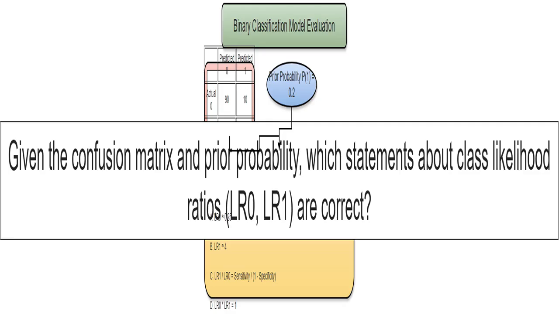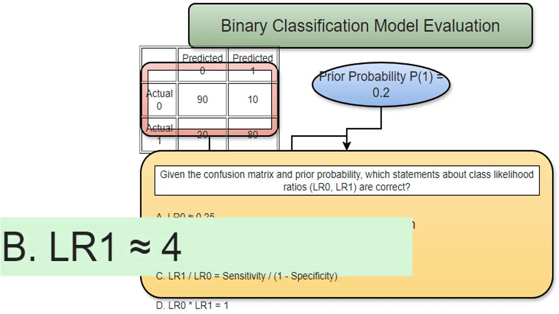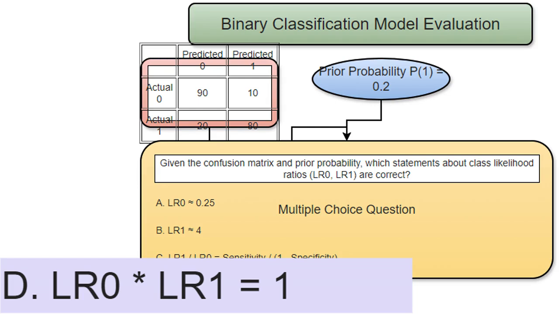This statement proposes an approximate value for the likelihood ratio for the negative class. I'll calculate the actual value and see if it matches. LR0 means the likelihood ratio for class 0, which is not spam in this example. This statement suggests an approximate value for the likelihood ratio for the positive class. LR1 is the likelihood ratio for the positive class, which is spam in this case. Let's find out if this is correct. This claims that multiplying the likelihood ratios for both classes always results in 1. I will verify if this is generally true or only true under specific circumstances.